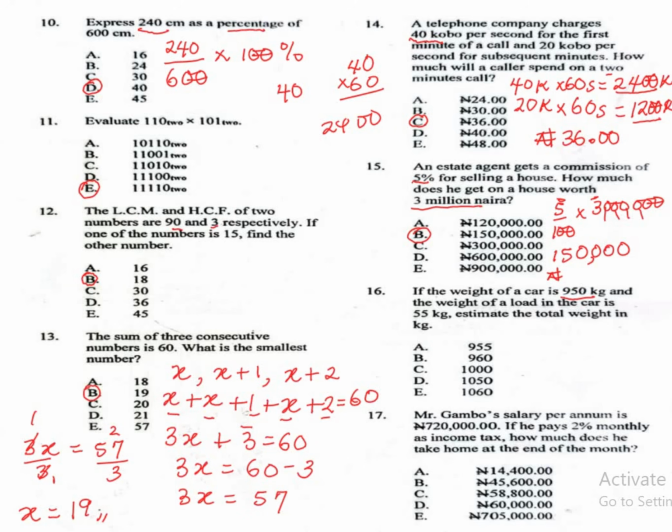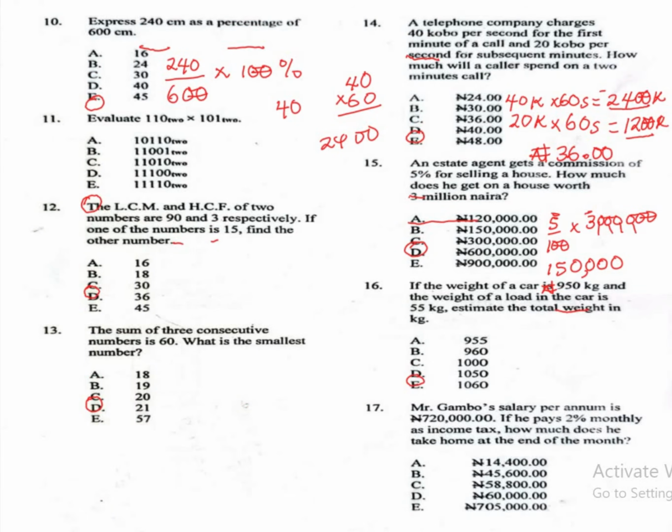All right, so let's see what the total weight will give us. For the car, 950 kg plus the load, 55 kg. 0 plus 5 is 5. 5 plus 5 is 10, 0 carry 1. 9 plus 1 is 10. 1005 is approximately 1000, which is option C.